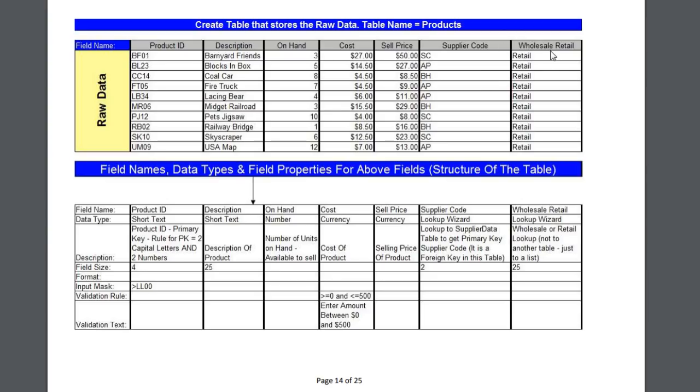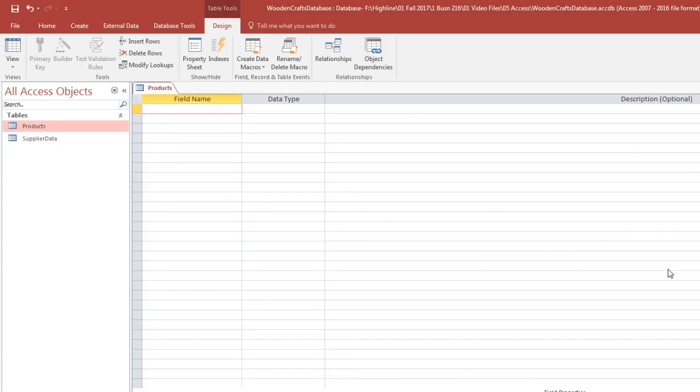Then because we have a column called wholesale or retail that will only get 2 values, we'll do a lookup and create our own list. So this column can only get 1 of 2 values. All right, let's go back to our design view products table.